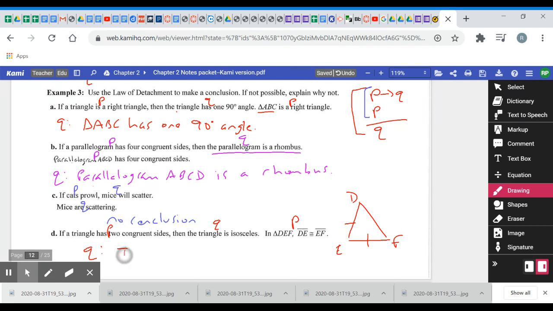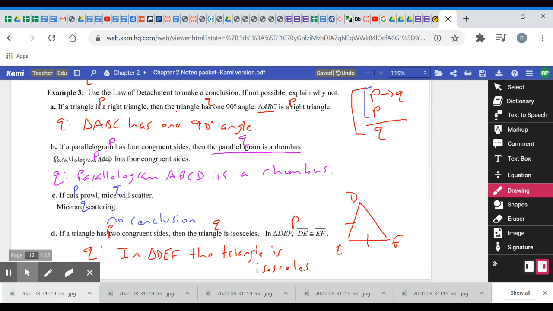So I'm going to say in triangle DEF, the triangle is isosceles. It probably would have been better just to say triangle DEF is isosceles. Probably didn't need that many words, but that's okay.